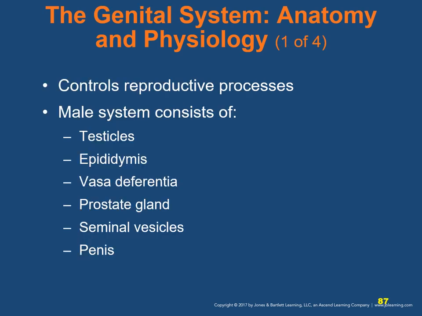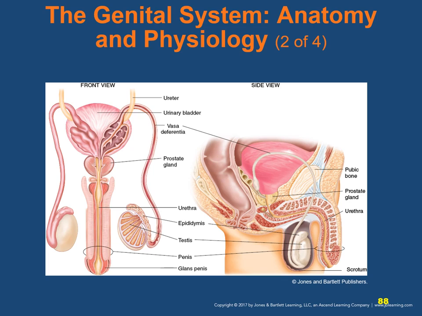Now let's discuss anatomy and physiology of the genital system. The genital system controls the reproductive processes by which life is created. The male reproductive system consists of the testicles, epididymis, vas deferens, prostate gland, seminal vesicles, and penis. It lies outside the pelvic cavity except for the prostate gland and seminal vesicles. It produces sperm and sex hormones, and the penis is also part of the urinary system, which contains the urethra. This figure shows the organs of the male reproductive system that I just discussed.